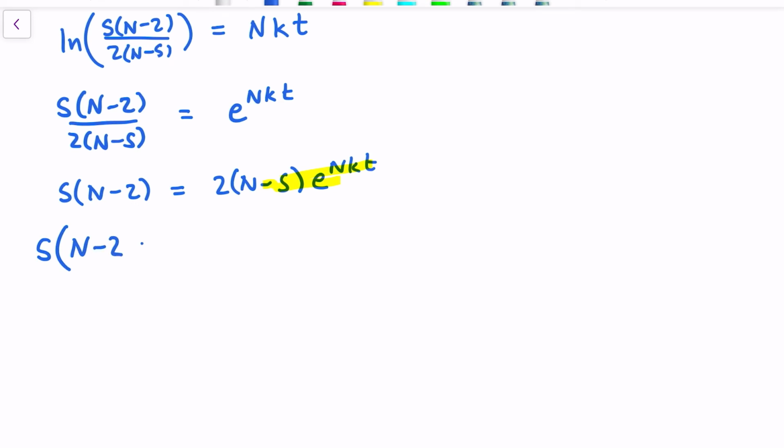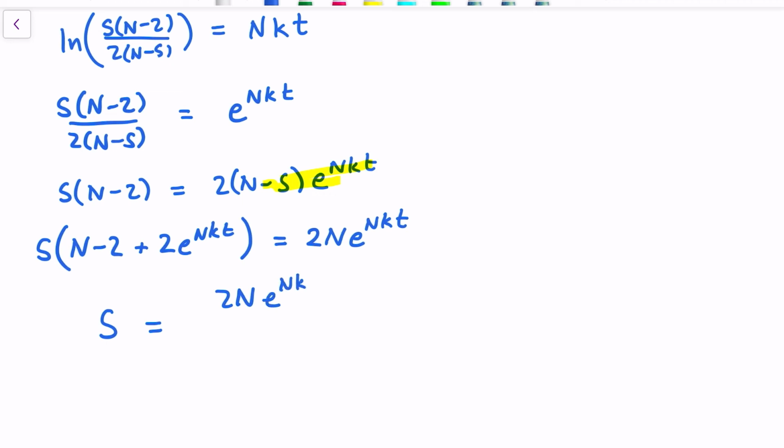And also plus the 2 e to the nkt. And the only term that doesn't have an s is the 2 n e to the nkt term. Okay, so s equals 2 n e to the nkt, all divided by n minus 2 plus 2 e to the nkt.